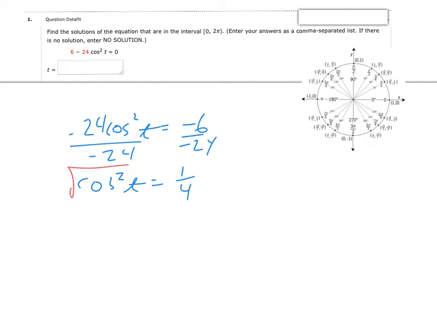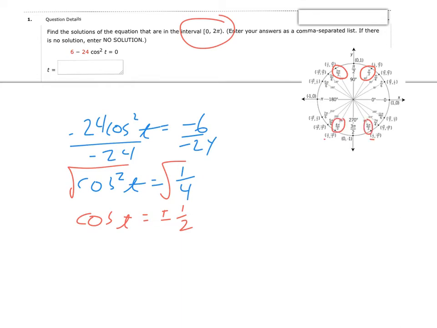And then we'll square root both sides. And so I'm going to say cosine of t equals plus or minus 1/2. So now I'm going to go to the unit circle. Now this is only over the interval of 0 to 2 pi, so it's just my first trip around the circle. And so for a cosine value of 1/2, I see it right here, and negative 1/2, I see it here, negative 1/2 there, and then positive 1/2 there, looking at the x value.